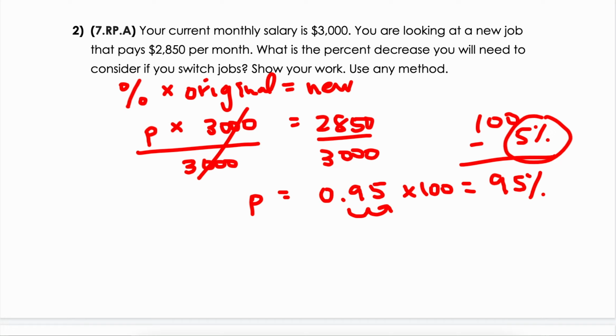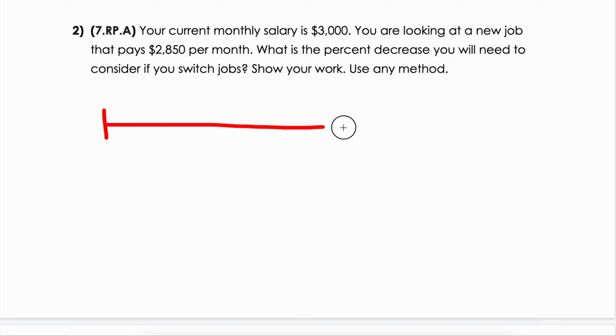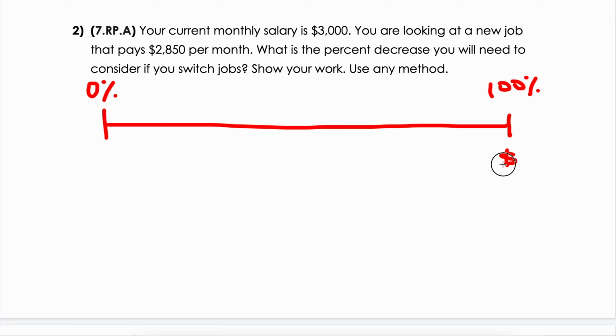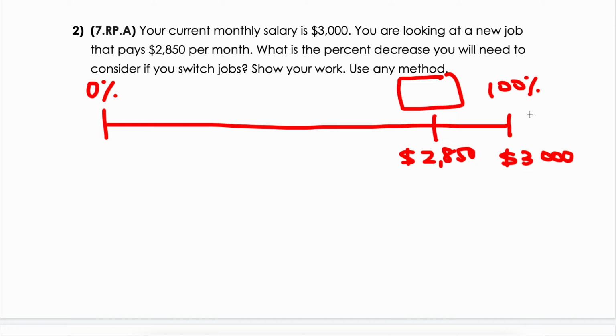If you are going to use method 2 with your double number line, it also requires you to think a little bit with your answer and your method. If you are starting off at $3,000, your original amount, and now your job pays less, it pays $2,850, you do need to figure out this percent here, right? How much did it actually decrease to? What percentage are you actually getting now? So it's a little bit more complicated, but you can still do it.